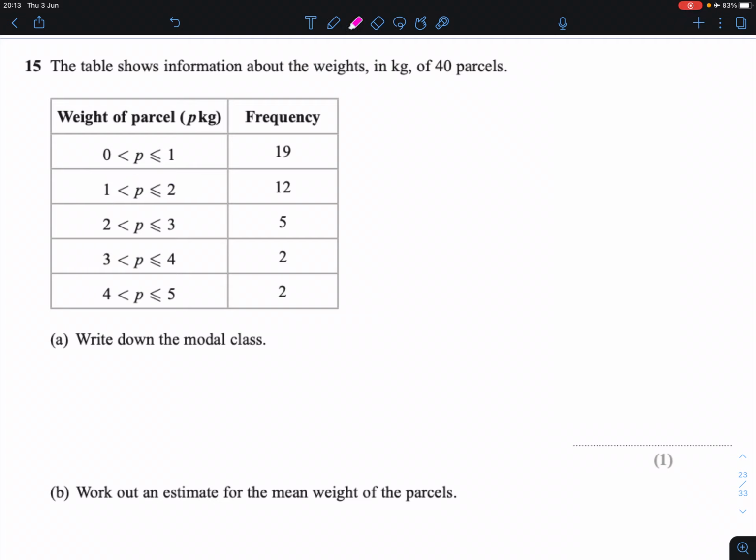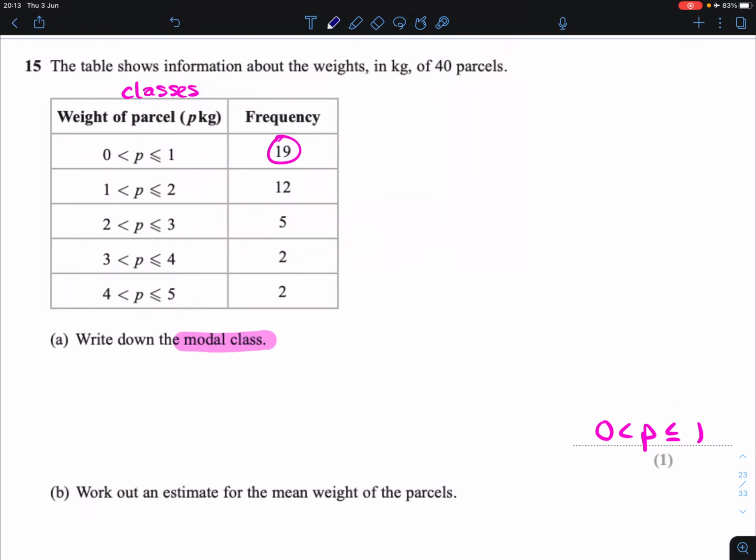Write down the modal class. That is the group, because effectively these are just the classes there. Classes are the group that has the most in it. Well, the 0 to 1 group, the 0 to 1 class, has 19, which is a bigger number and bigger frequency than any of the others. So I'll just circle that. So 0 to 1 is the modal class.